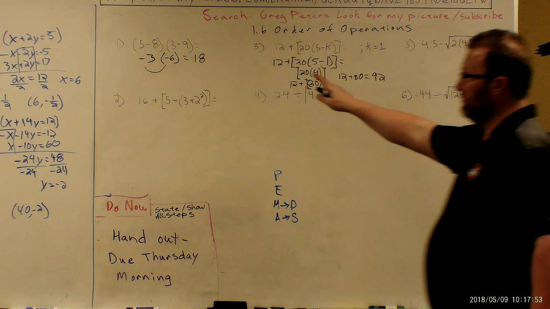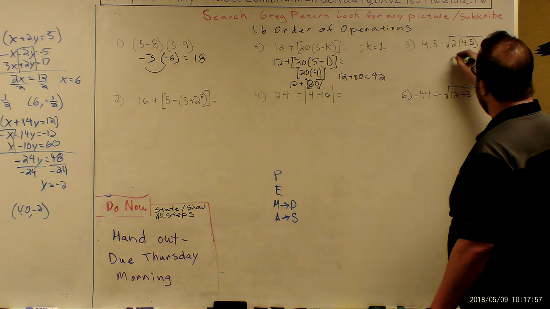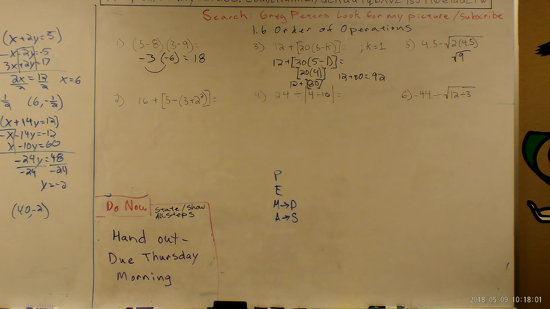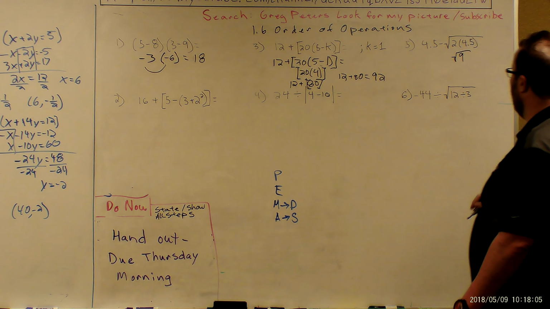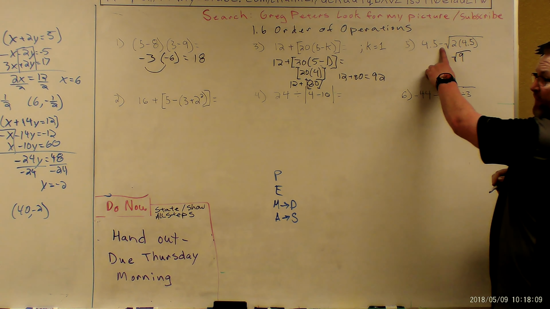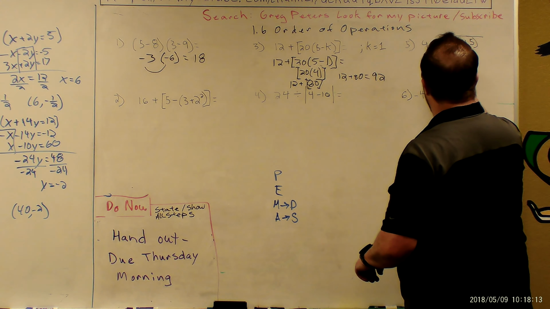Bradley, write this down. 9? Okay, what's the square root of 9? Remember that key on your calculator? 3. Very good. Okay, so it gets rid of this, right? But remember, this is negative on the outside, right? So this becomes 4.5 minus 3.